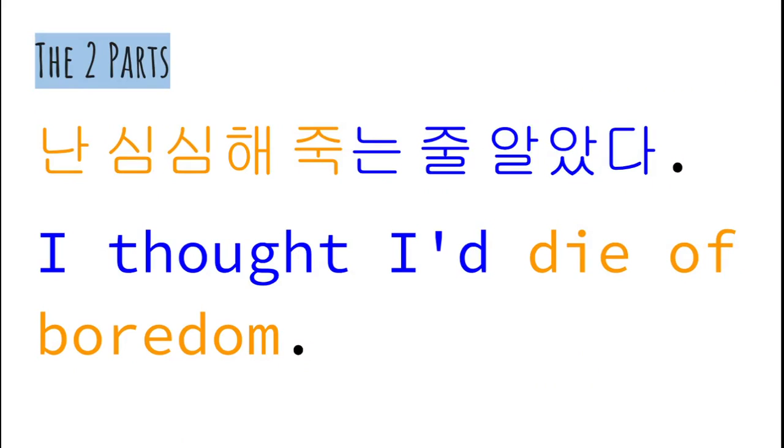So this sentence has two different parts to it. You can think of it as two different grammatical structures. The first part is 난 심심해 죽다, which is the die of boredom part. It's the orange part. And the second part is 죽는 줄 알았다. I thought I'd die, and that's the blue part. And these are two different grammatical points. So let's discuss each of them.